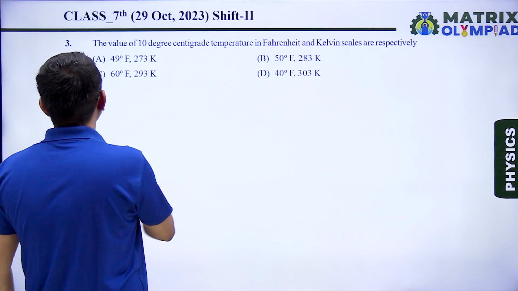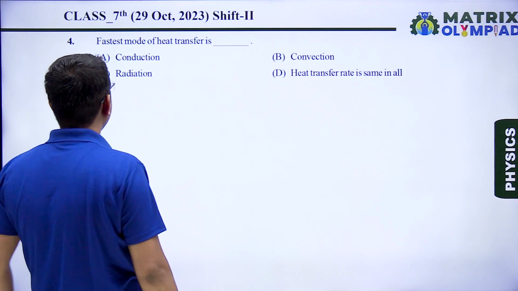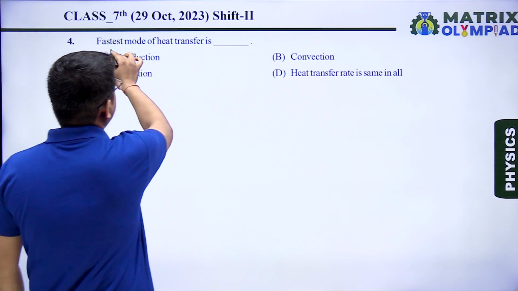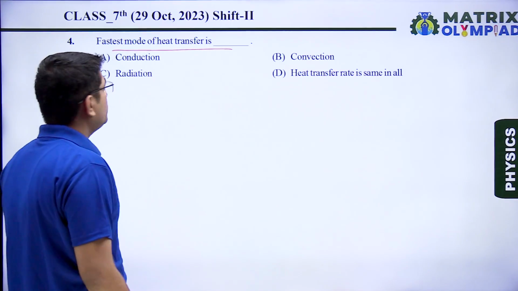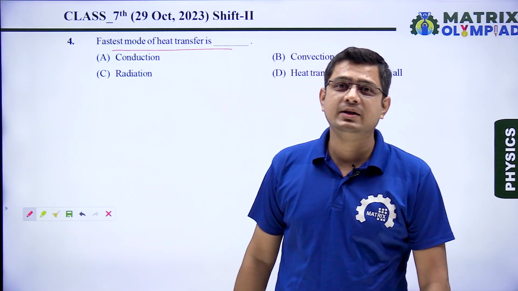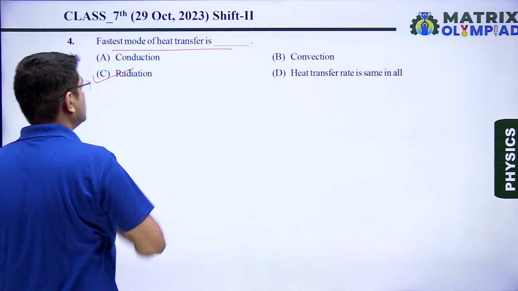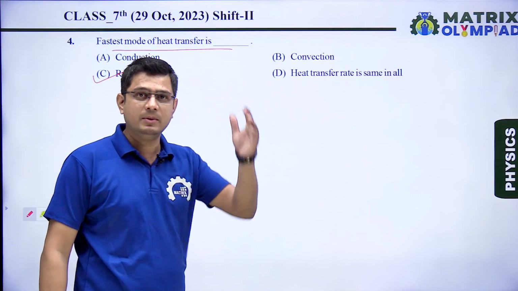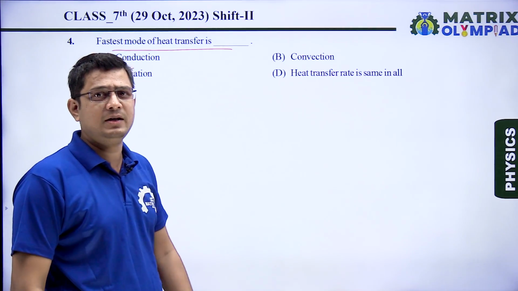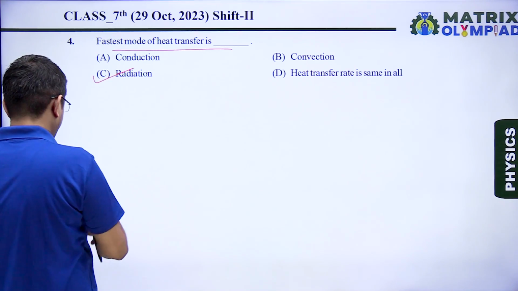Next question, question number 4. Fastest mode of heat transfer is. As we know that there are 3 modes, conduction, convection and radiation, and out of these 3 modes, radiation is the fastest mode of heat transfer, as the light coming from sun is in the form of radiation and it is the fastest mode of heat transfer. So C is our correct answer.